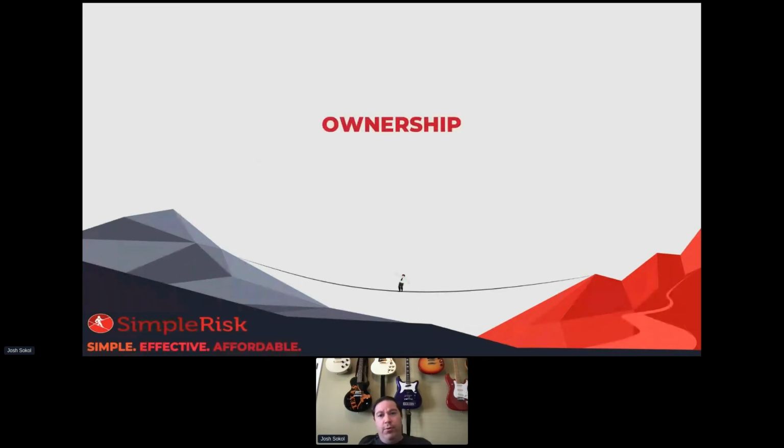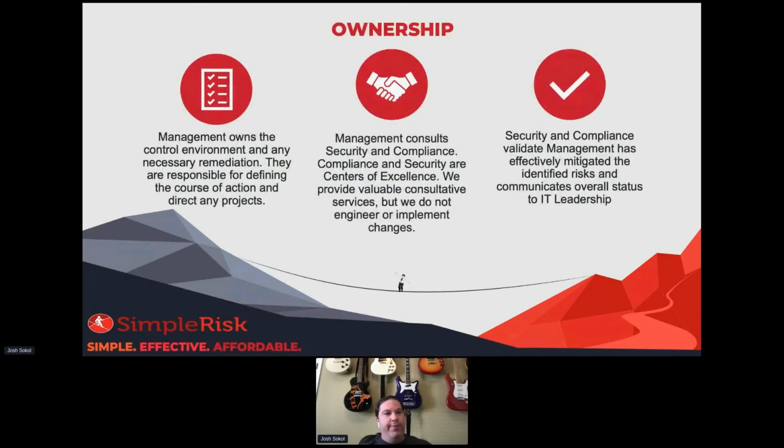Now, in terms of ownership, I guess a couple of notes here. The first is that management owns the control environment and any necessary remediation. And as security practitioners, we sometimes have a hard time grasping onto this concept, just like we have a very hard time grasping onto the concept that we don't own risk. Our role as security practitioners is to assess risk. Our role is to convey risk, but not to accept risk. And that's a really, really important thing for us to recognize.